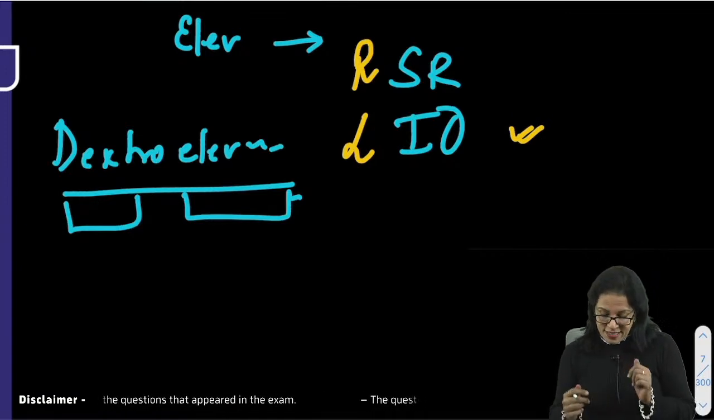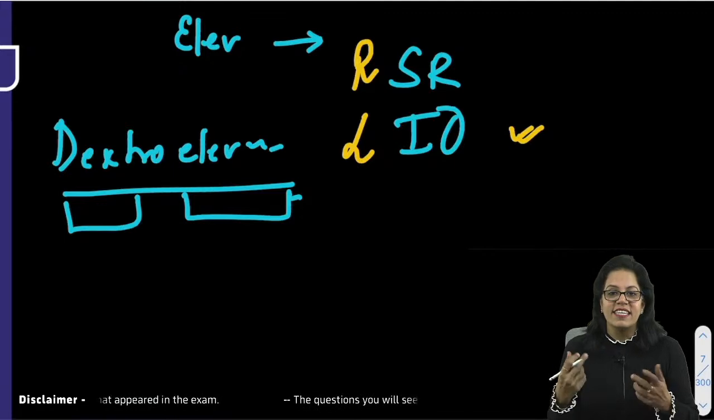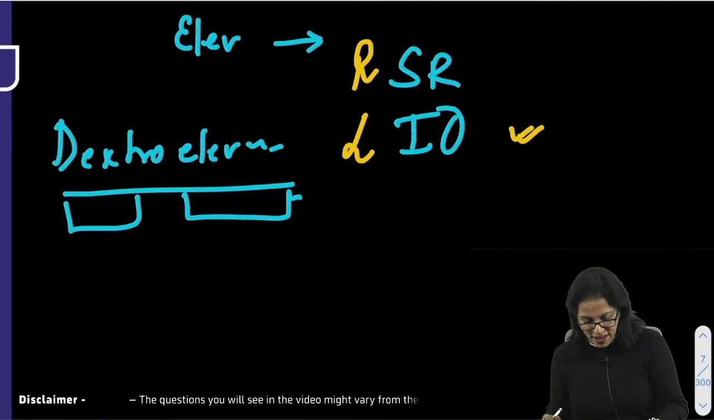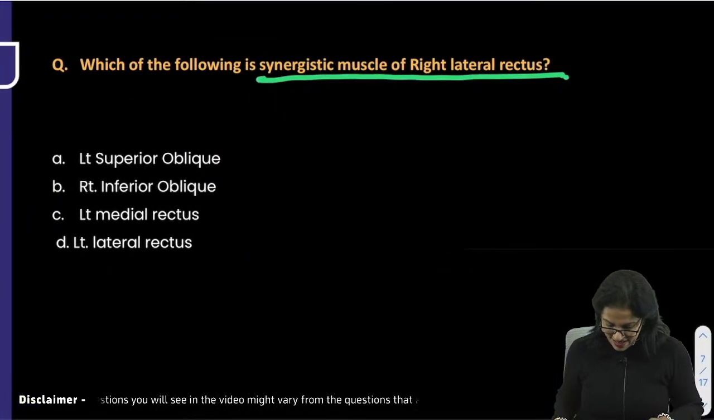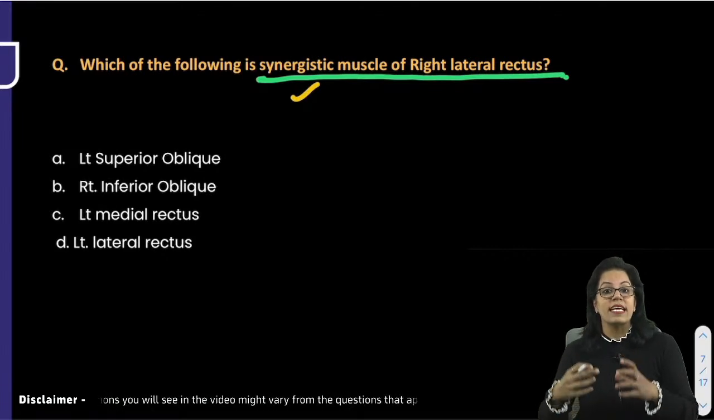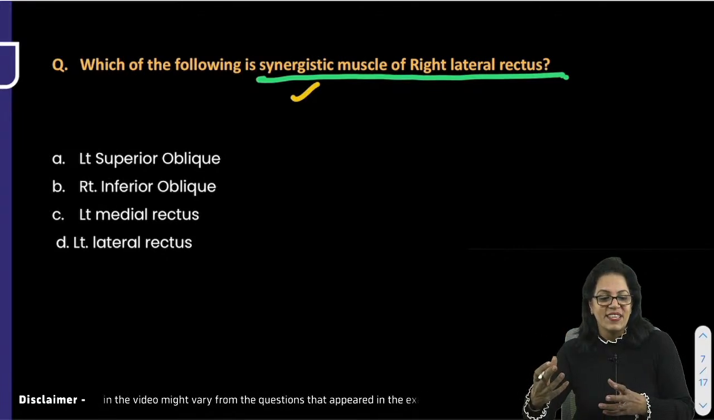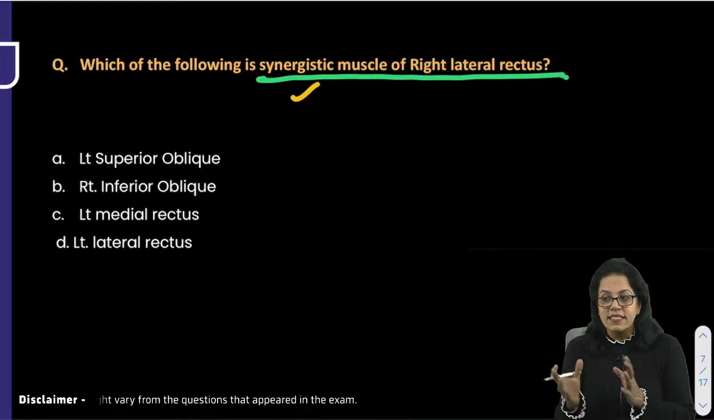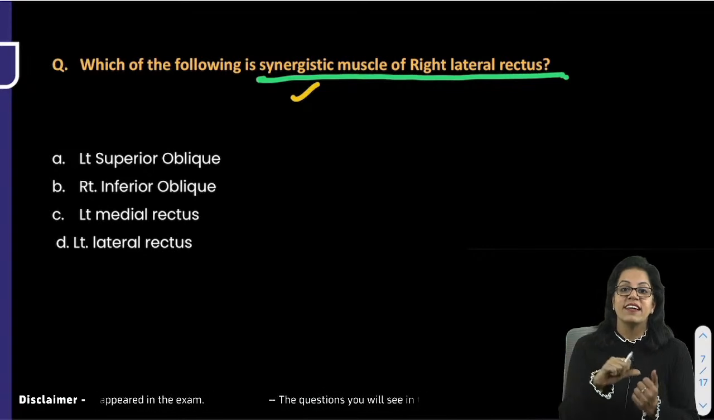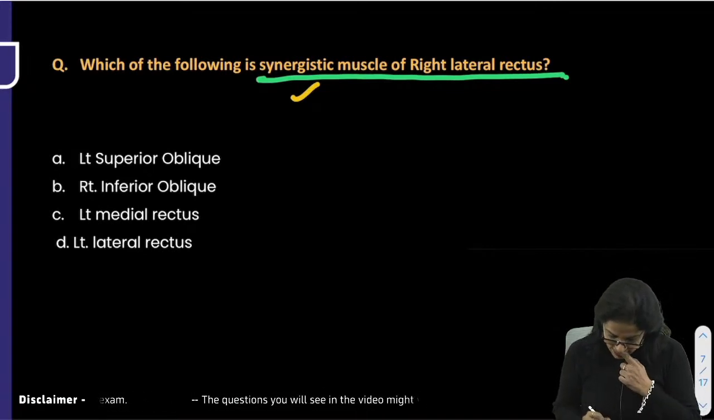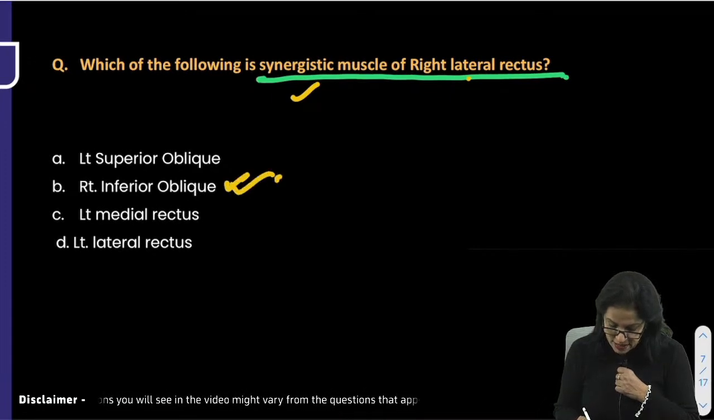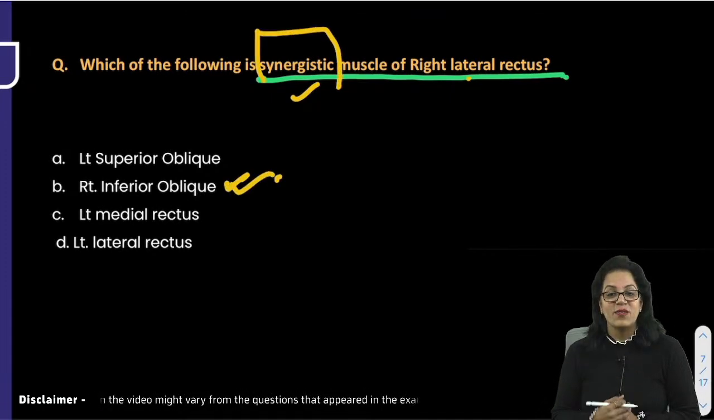Correct? Suppose this was a more tricky question and a synergist was asked, though I don't expect so, can you tell me what would have been the answer? If it was synergist, synergist means same eye, the muscle is assisting the action of the other muscle, right? So what is the action of lateral rectus? Abduction. What did you learn? Obliques are abductors and recti are adductors. So in that case, right lateral rectus means right inferior oblique could have been the answer if it was only synergistic.